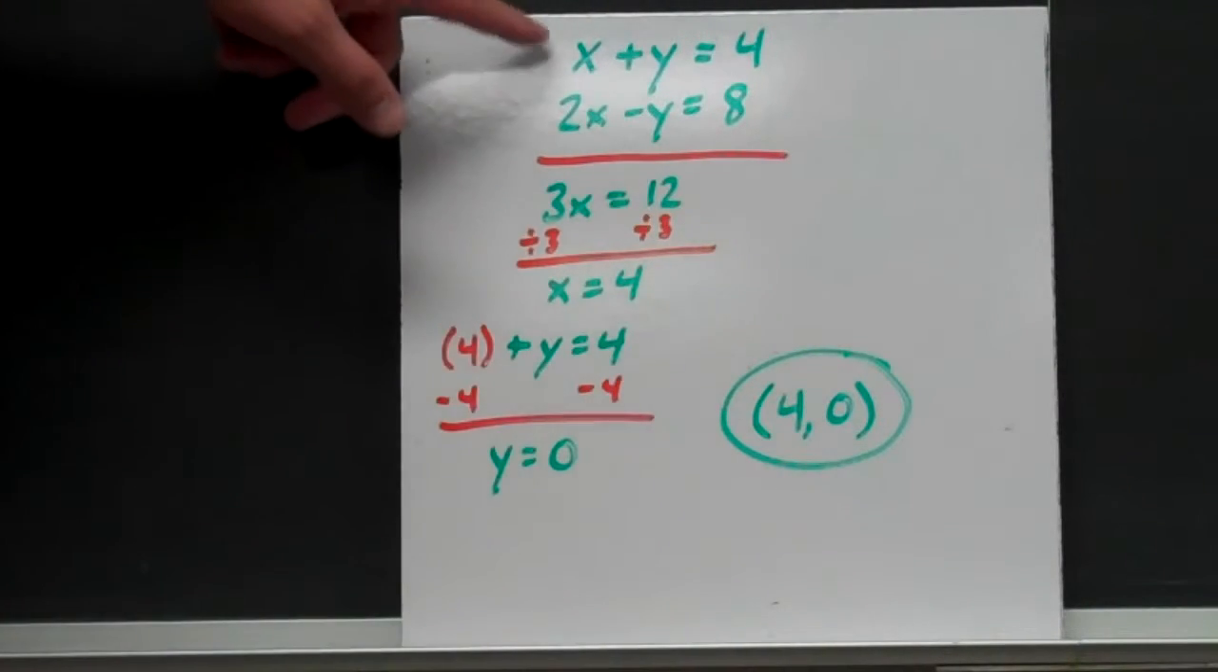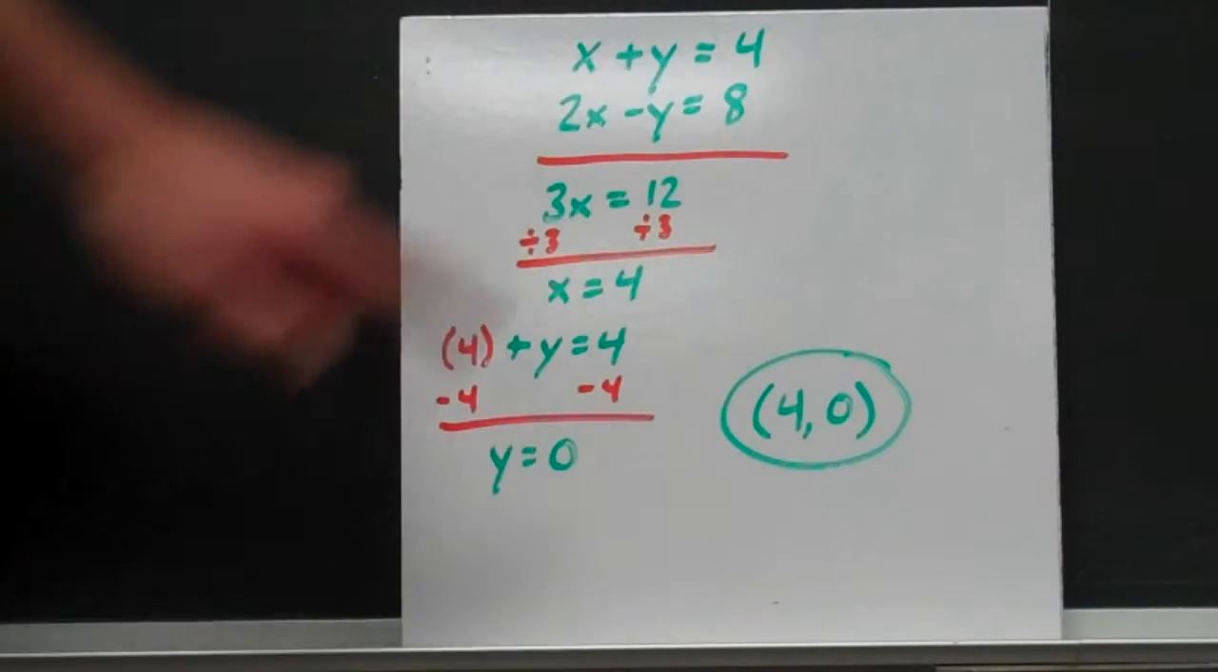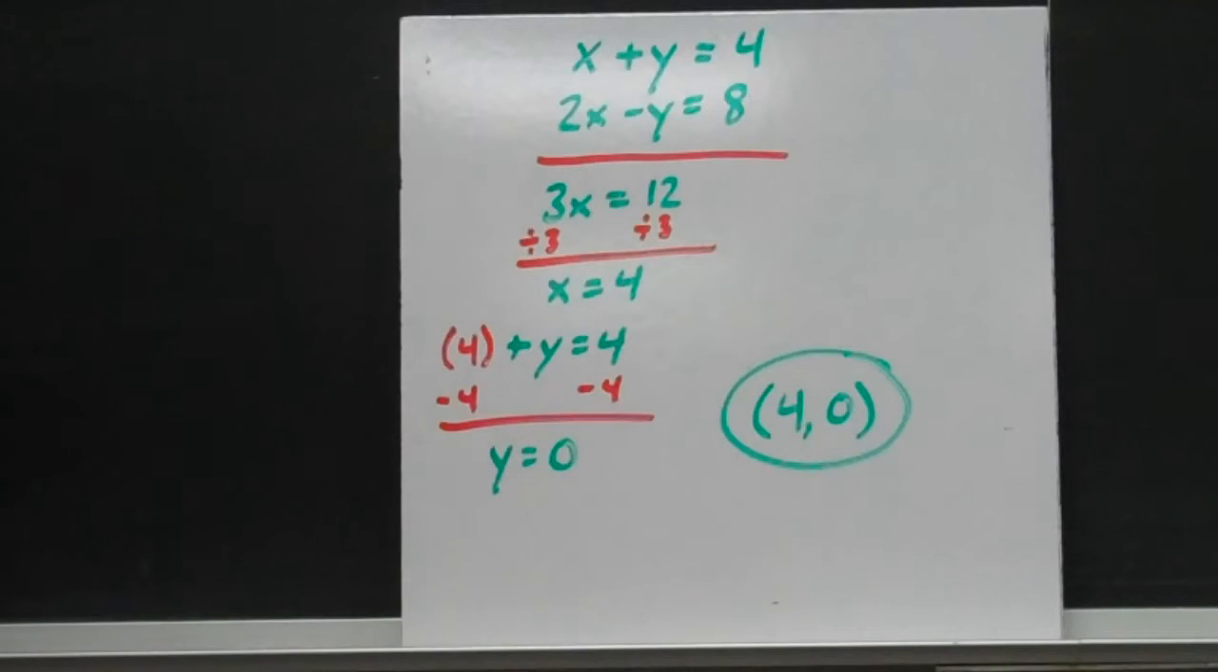So that's what we do. We have x plus 2x is 3x, y and negative y cancel each other out, 4 plus 8 is 12. So we have 3x equals 12. We divide by 3 and x equals 4.